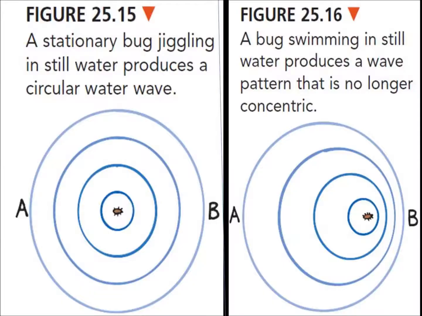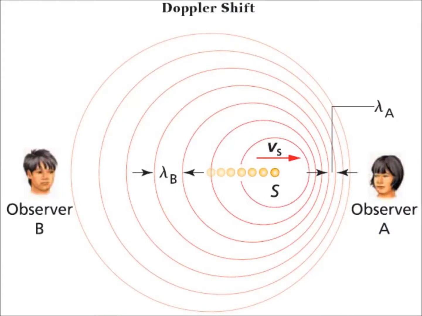Now, the picture on the left is a bug that's flapping his wings, whatever the case may be, and producing these concentric rings. Now, if the bug moves to the right, look what happens. The waves are compressed between the bug and point B, and between the bug and point A, the waves are what? Wider apart, creating, if you want, a lower frequency as opposed to the higher frequency.